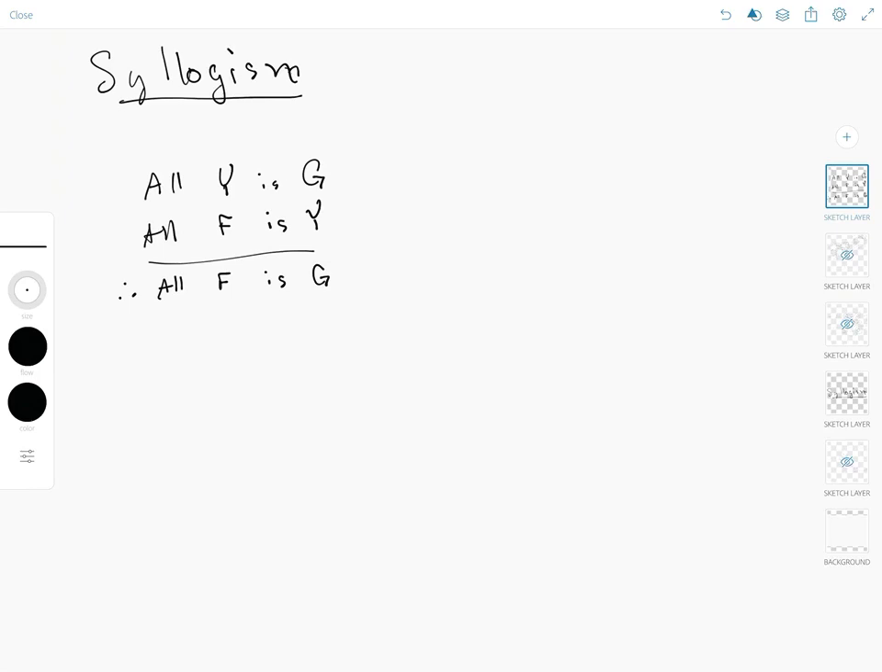All young amphibians are creatures with gills. All young frogs are young amphibians. Therefore, all young frogs are creatures with gills. So just to review, we have a mediated inference between F and G, and the mediator, the middle term that stands between those two, is Y, young amphibians.